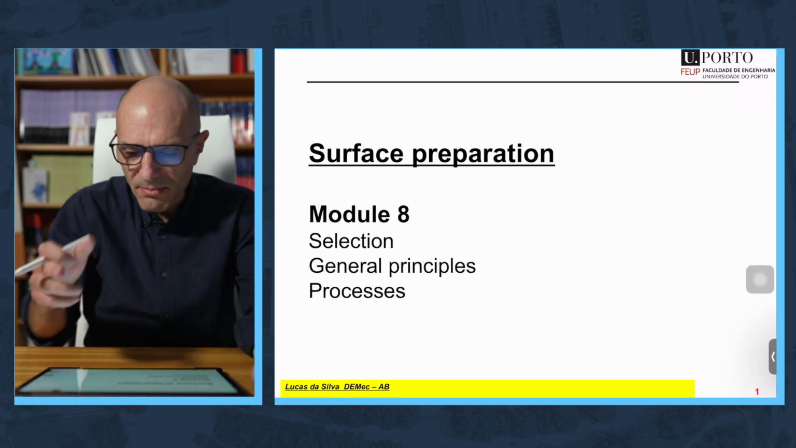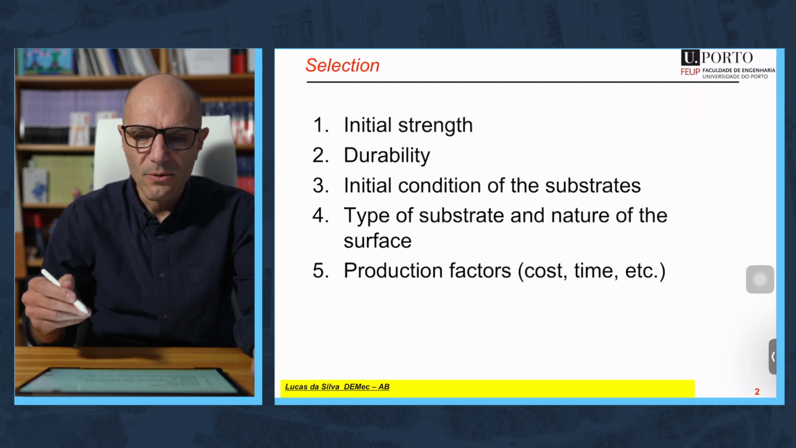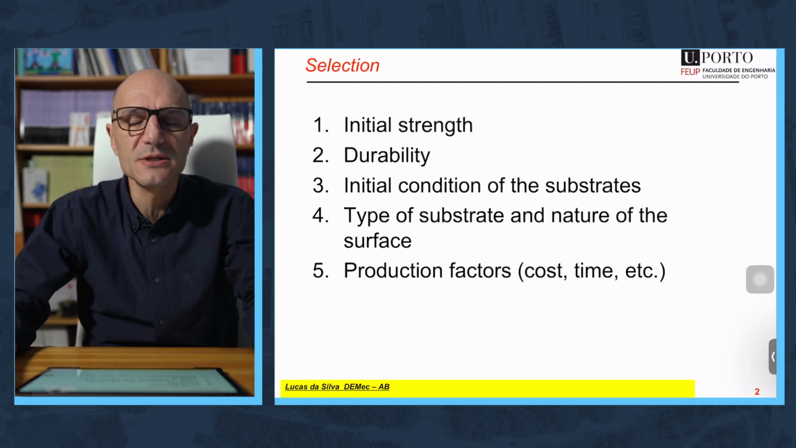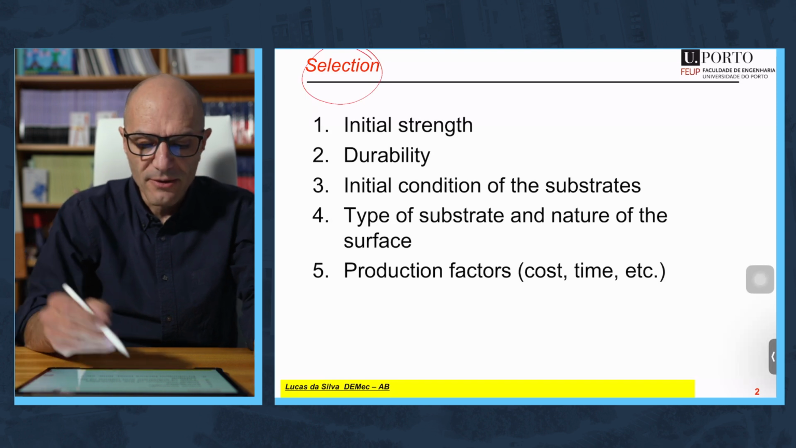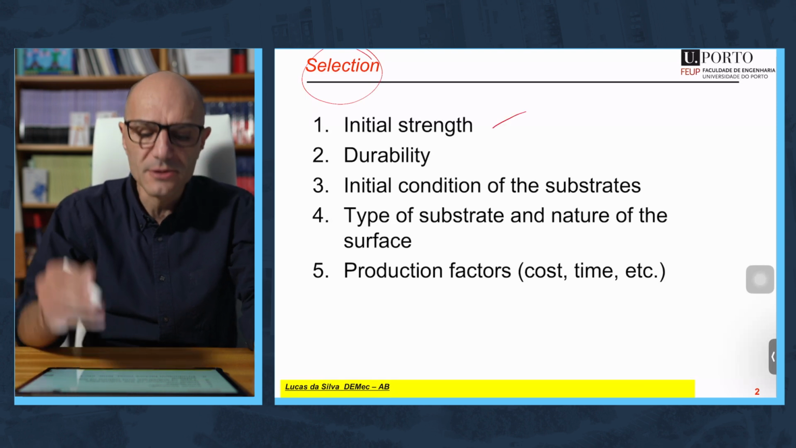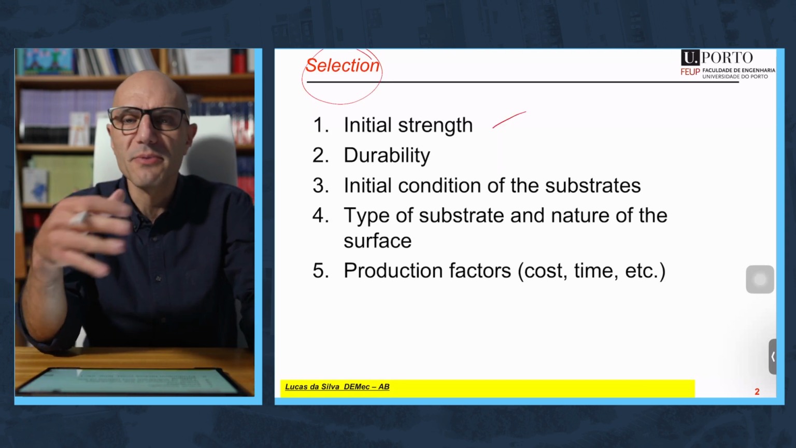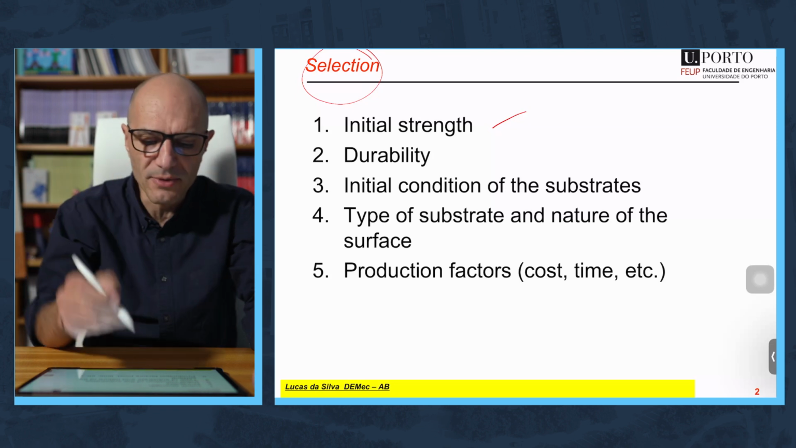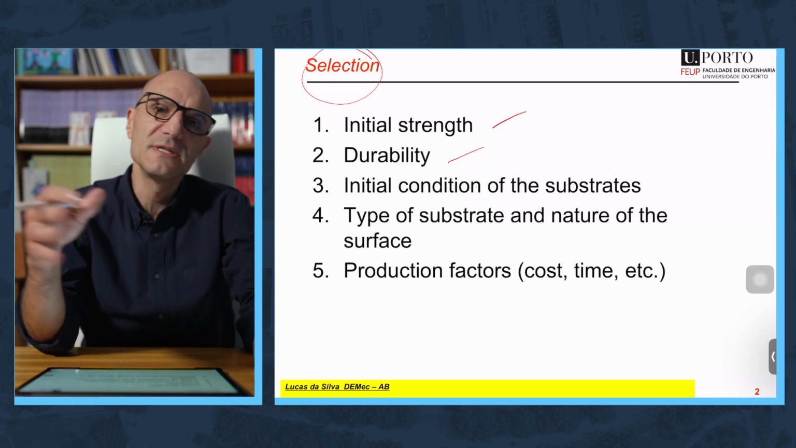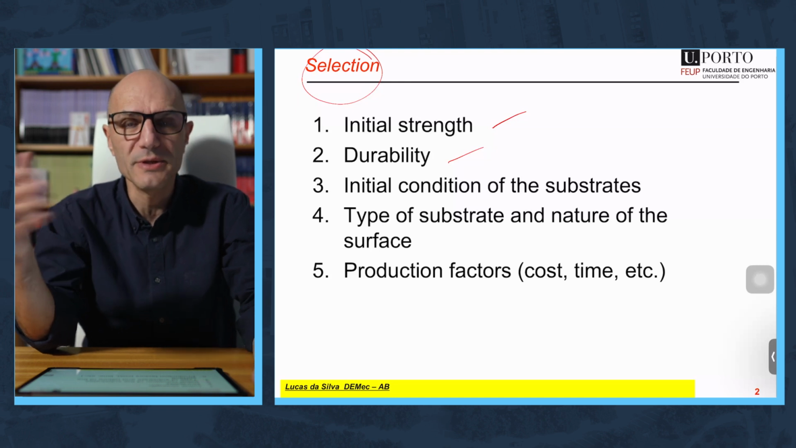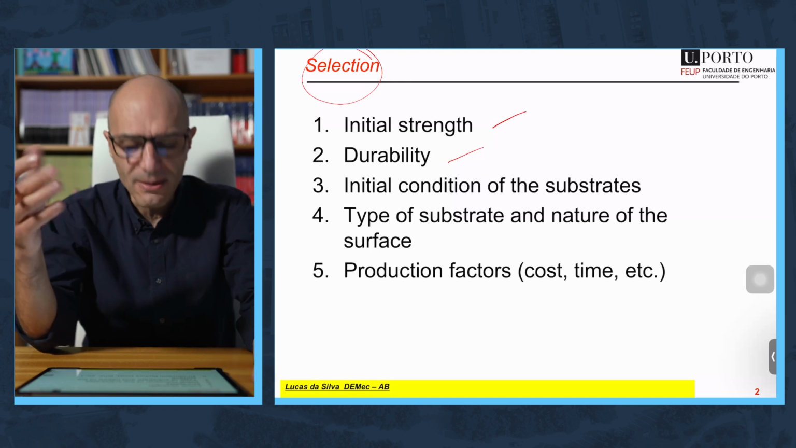that exist. But before selection, which points should we take into account during the selection procedure? First of all, what is the initial strength that we want? Something modest, or do we want the maximum strength? Does it need to be durable? Is it for tomorrow, or is it for 10 years, 20 years? For 20 years, maybe we need something more elaborate.